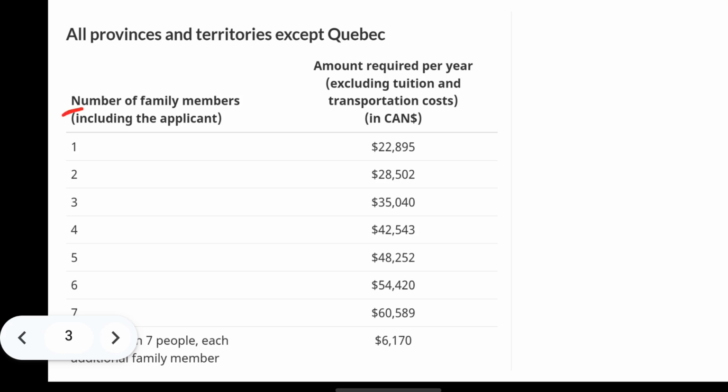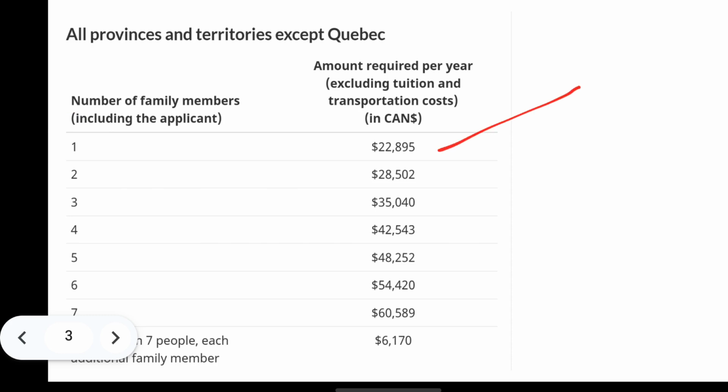So if you are just coming by yourself, it's 22,895 Canadian dollars. So you can do the math, do the exchange rates to find out the exact amount that you need, because exchange rate varies and putting amounts in naira here might not be very accurate for your calculations. So just have it in mind. This is fixed for everybody.